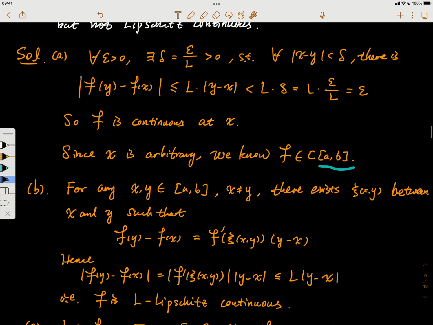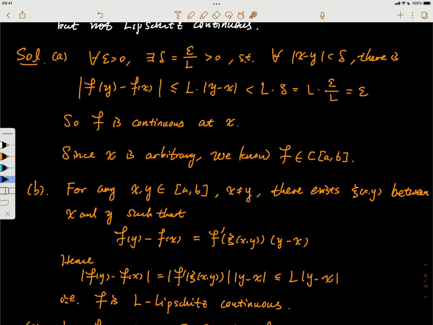For part B, now let's say we know the function has a derivative bounded by L over that interval. So now let's say for any two points, x and y, they're different. Then we know by the mean value theorem, there exists a point between them, which we call c, that is between the point x and the y.